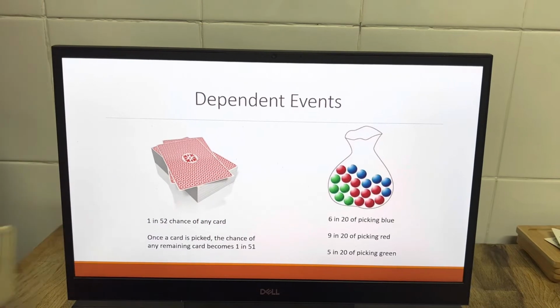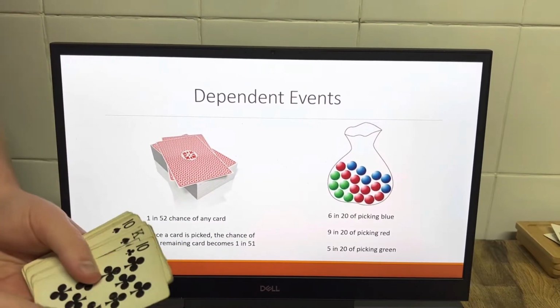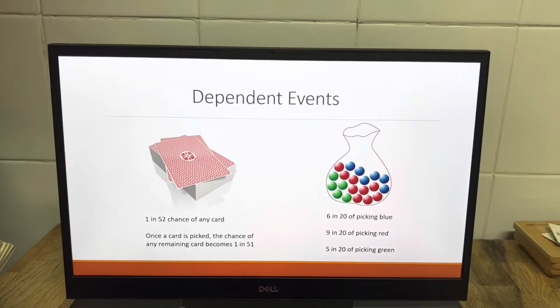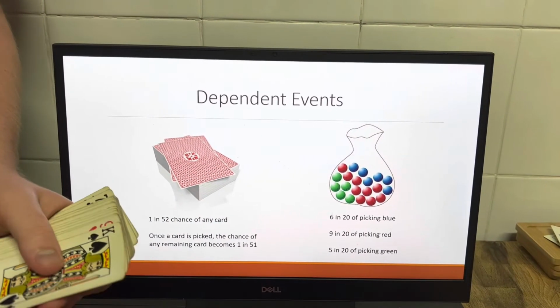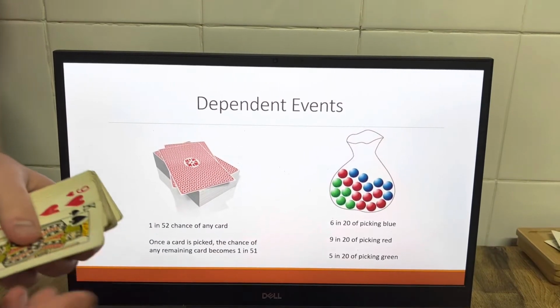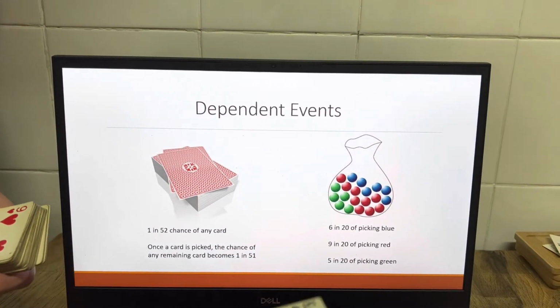So for example, if I have a deck of cards, there's a 1 in 52 chance of whatever card I pull. And then the next time, there will now be a 1 in 51 chance for any of the remaining cards because the previous instance has had an influence on the current one.